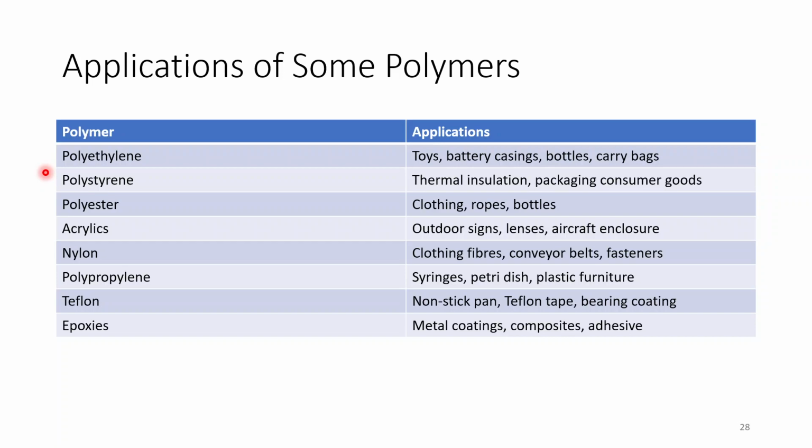Nylon is used in making clothing fibers, conveyor belts and fasteners. Polypropylene is used in making syringes, petri dishes, plastic furniture, etc. Teflon is used in making non-stick pans, Teflon tape, bearing coating, etc. Epoxies are used in making metal coatings, composites, adhesives, etc.